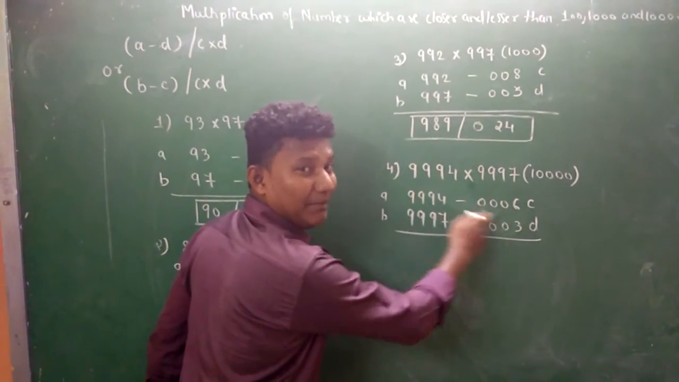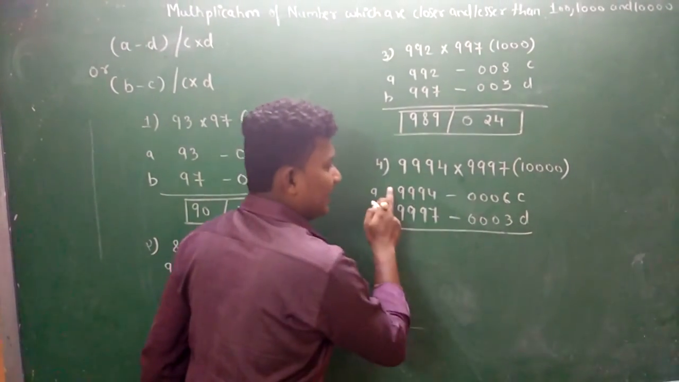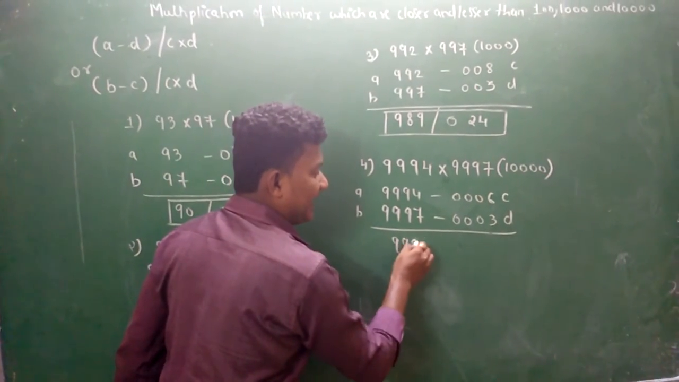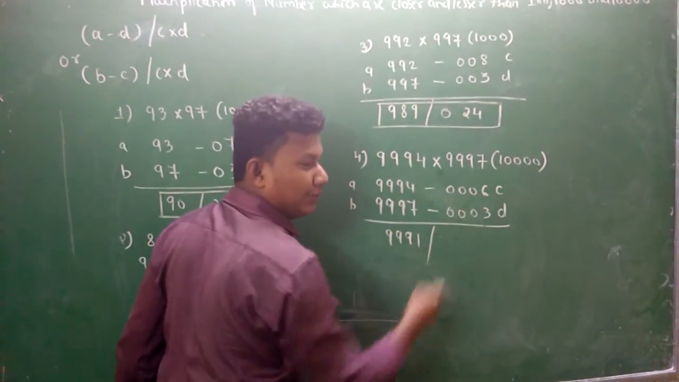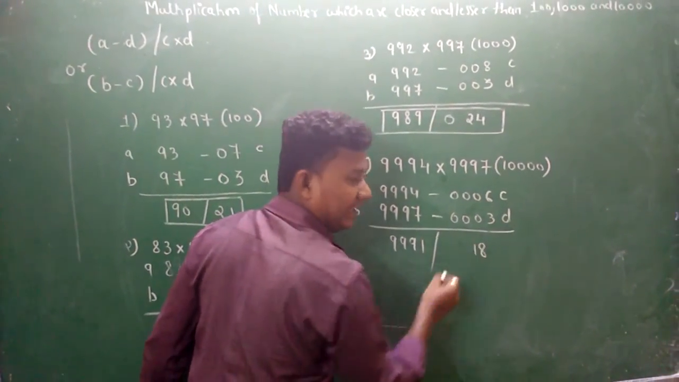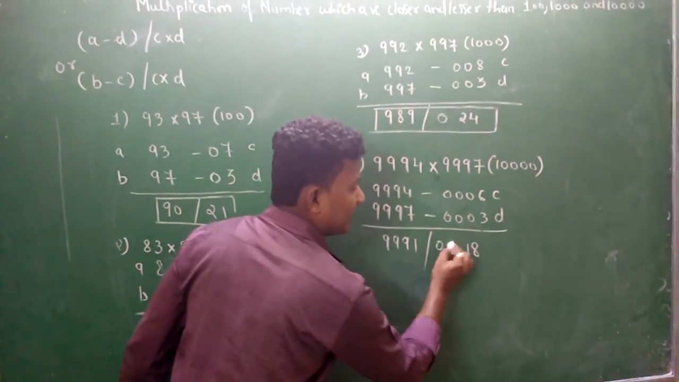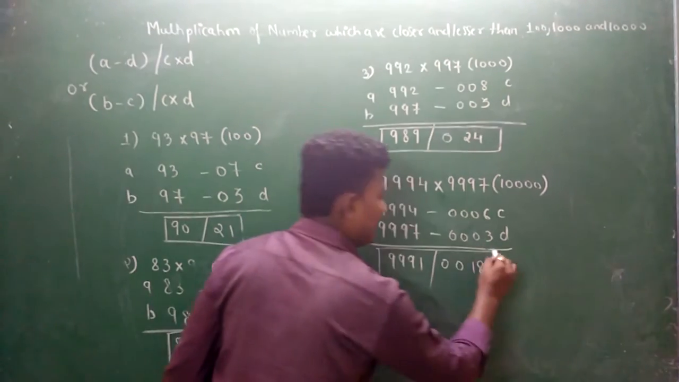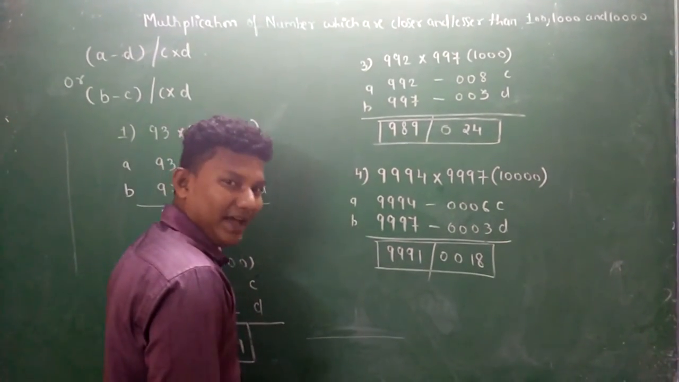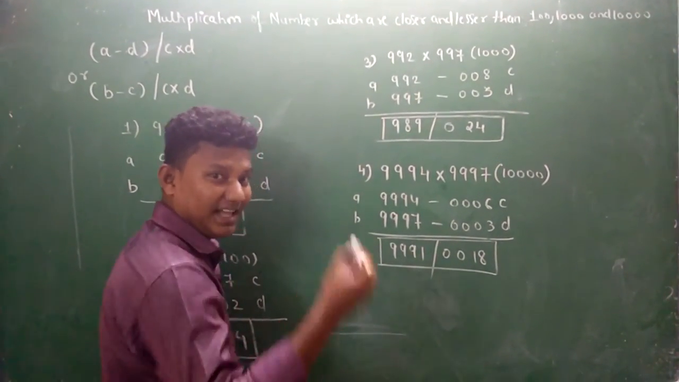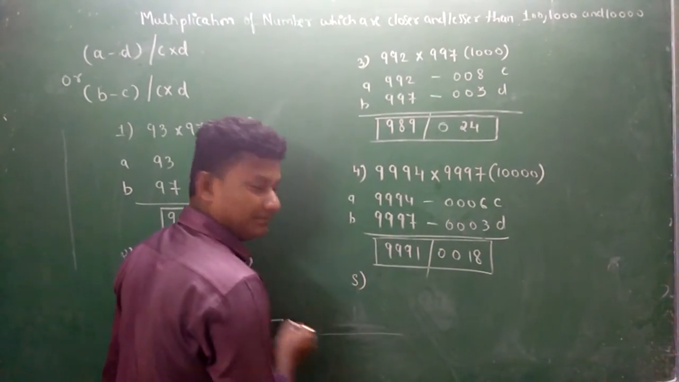So apply the formula a minus d, or else b minus c. So you will get 9991. c into d: 6 3s are 18. But we have to convert the answer into 4-digit form, so I will write it as 0018. So we got the answer, that is 99910018.